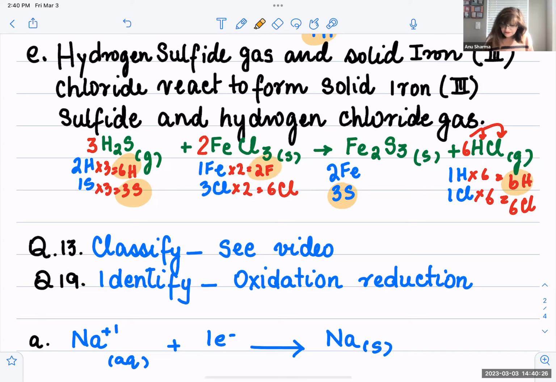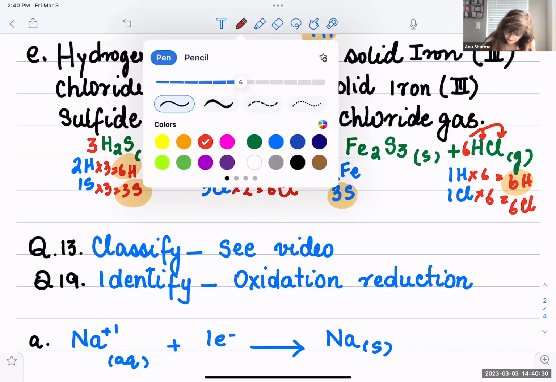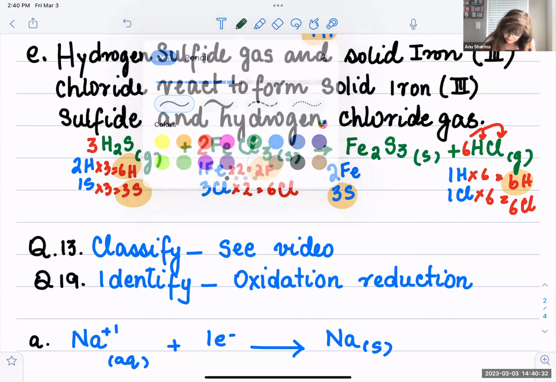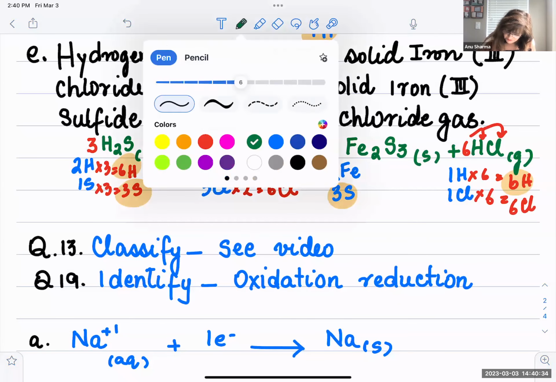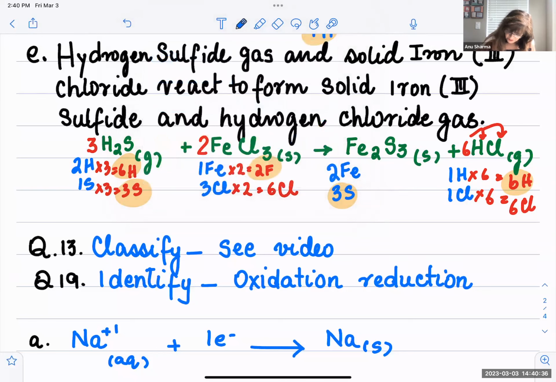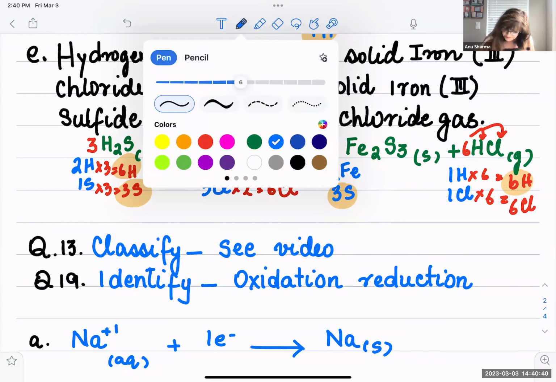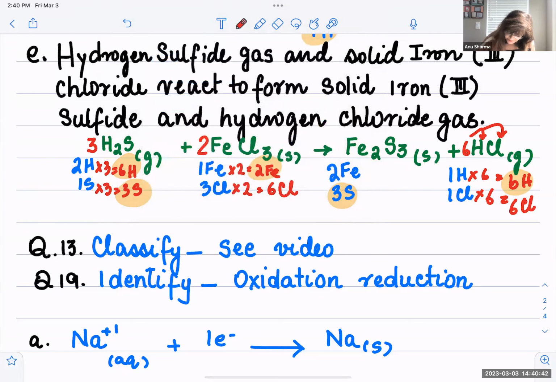We have 2 Fe, sorry, this is not fluorines, 2 Fe. Okay, so 2 Fe on one side and 2 Fe on the other side. Okay, and then you have 6 chlorines on one side and 6 on the other, and that is balanced.